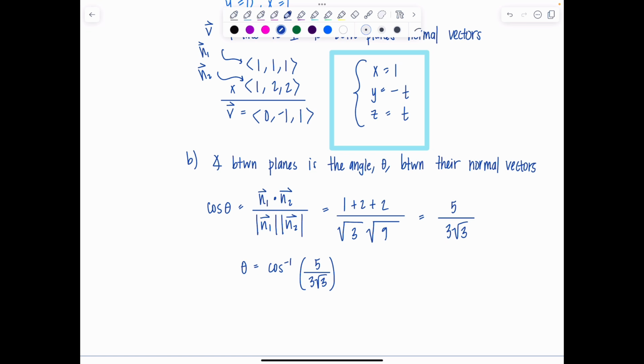Did they say how many decimal places to round to? I'll just round to 1. I forgot to do this part earlier when I was prepping everything. Please forgive me. 5 divided by 3 root 3. Okay. Ooh, 15.8 degrees. Okay. That's done. Let's move on.